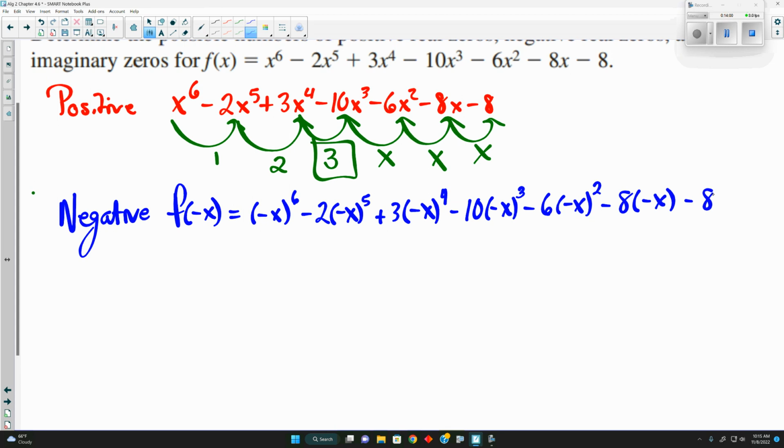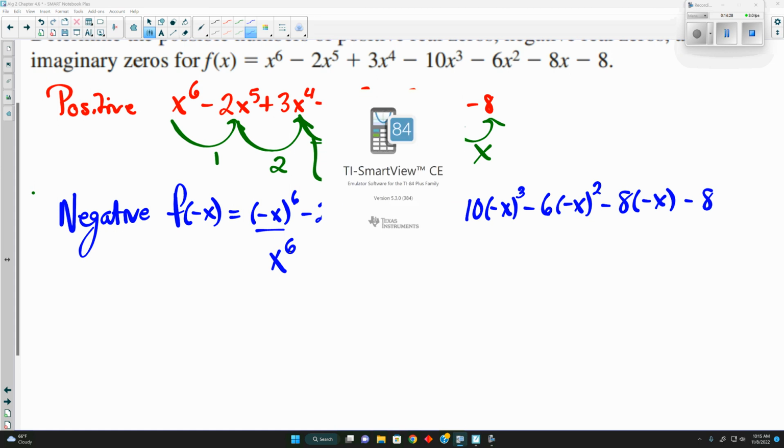Because if we're looking at the first one here, negative x to the 6th, well, we're just multiplying it by itself 6 times, and the negative is going to become positive, yes? So here, this is just going to stay as x to the 6th. Because the number in front of it is really just negative 1. Let me pull up the calculator.